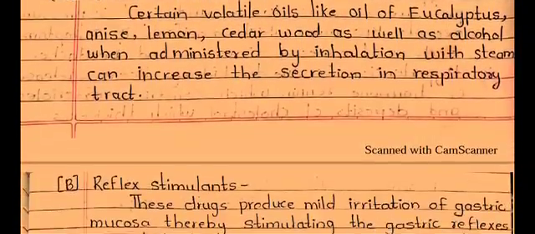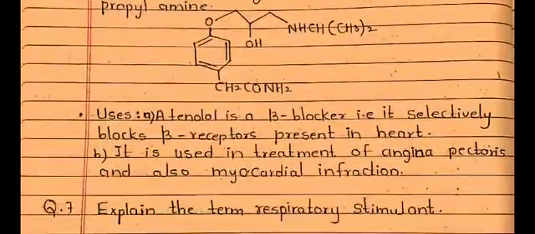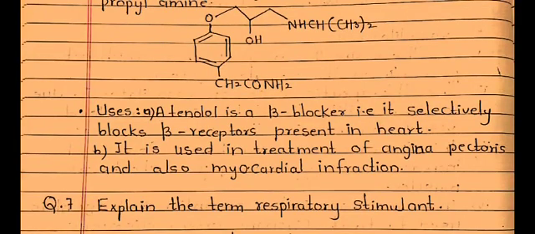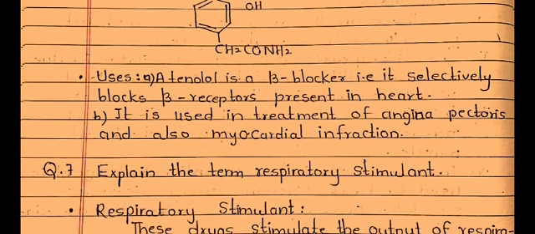So we are dealing with atenolol. Atenolol is a beta blocker, that is, it selectively blocks beta receptors present in the heart. It is used in the treatment of angina pectoris and also myocardial infarction.